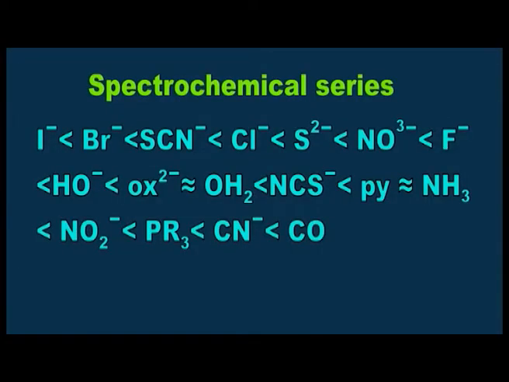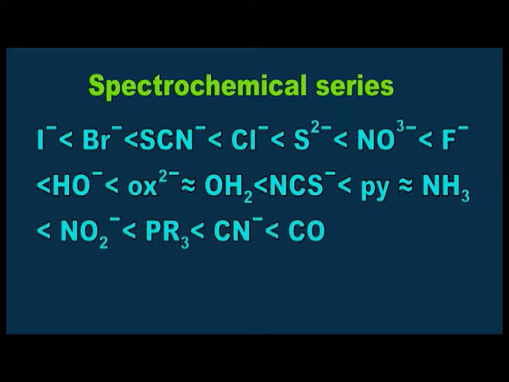Here, the ligands are arranged in order of increasing value of crystal field splitting energy with a fixed metal ion. This series is known as the spectrochemical series. The ligands which produce less splitting, like iodide ion, bromide ion, chloride ion, fluoride ion, etc., are called weak ligands.